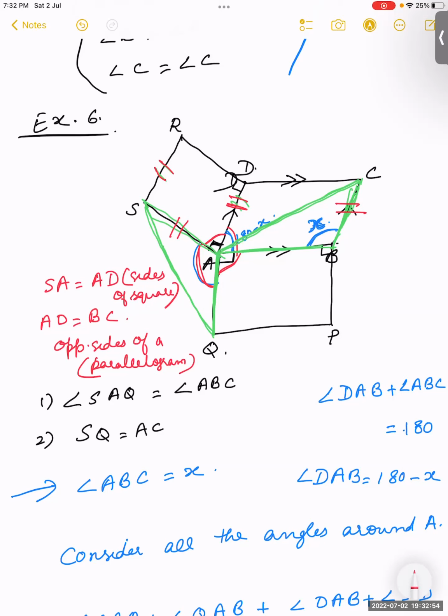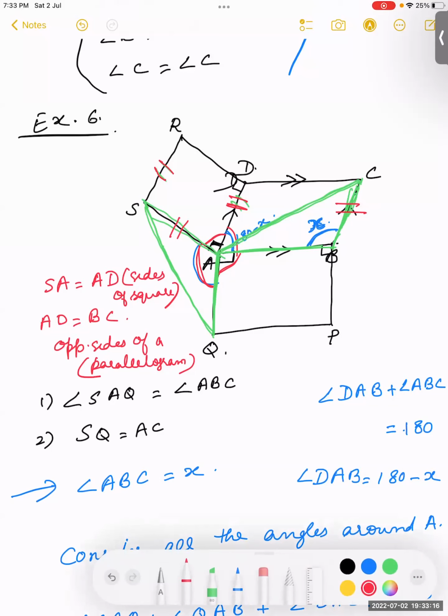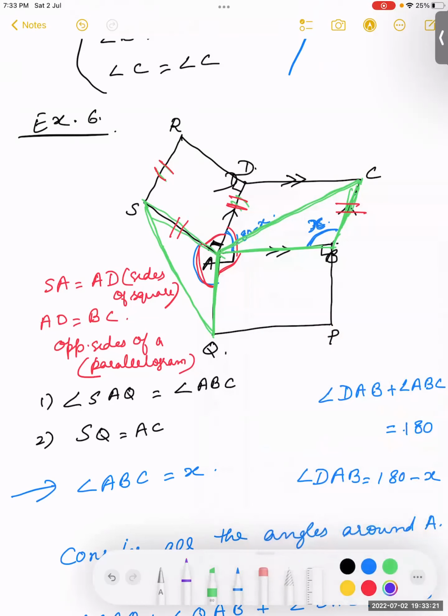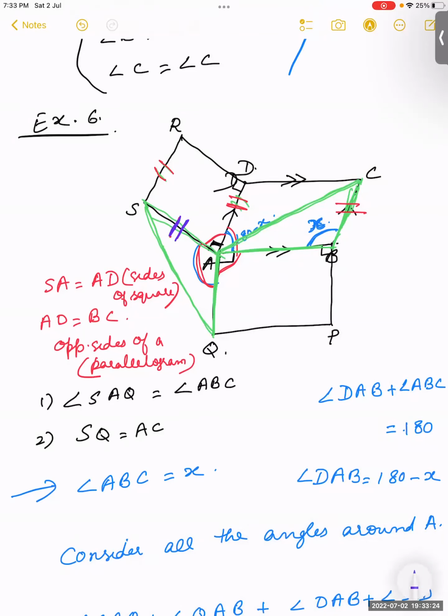Okay, now when we combine, can we say SA and BC are equal? We can combine all this equation, right? SA equal to AD and AD is equal to BC. So can you say SA is equal to BC? Can I say, another beautiful color I'll take, purple color. I'm saying SA is equal to BC. Do you agree or not? I'm saying SA is equal to BC. Why?